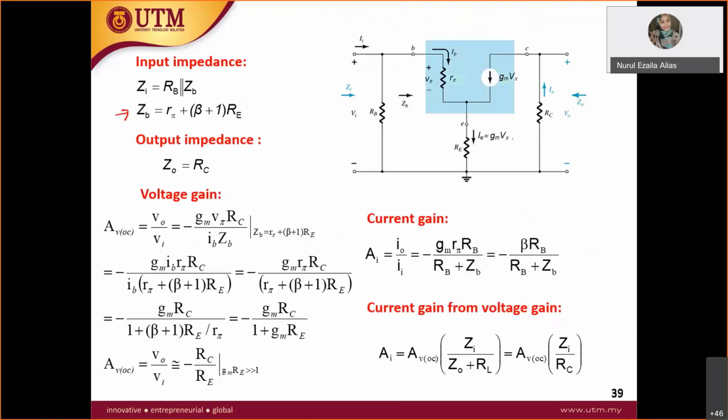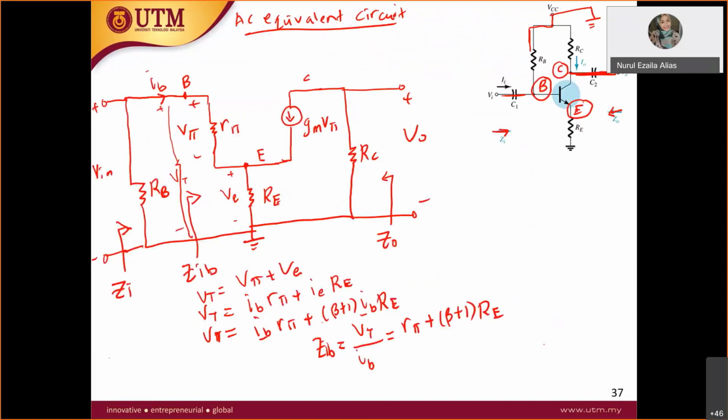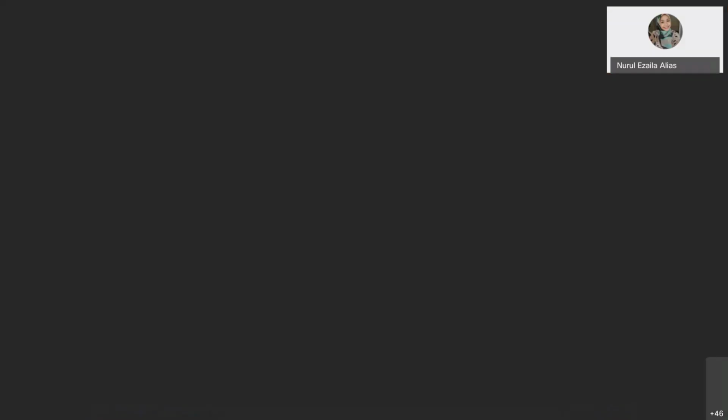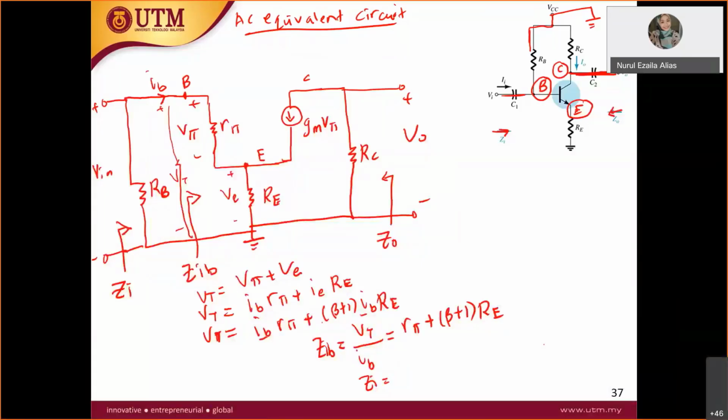ZB or Z in B, the same thing. R pi plus beta plus 1 RE. So this is how they derive it. So finally, your Z in is equal to RB parallel with Z in B. So it is equal to RB parallel with R pi plus beta plus 1 RE. So this is how they derive the equation.